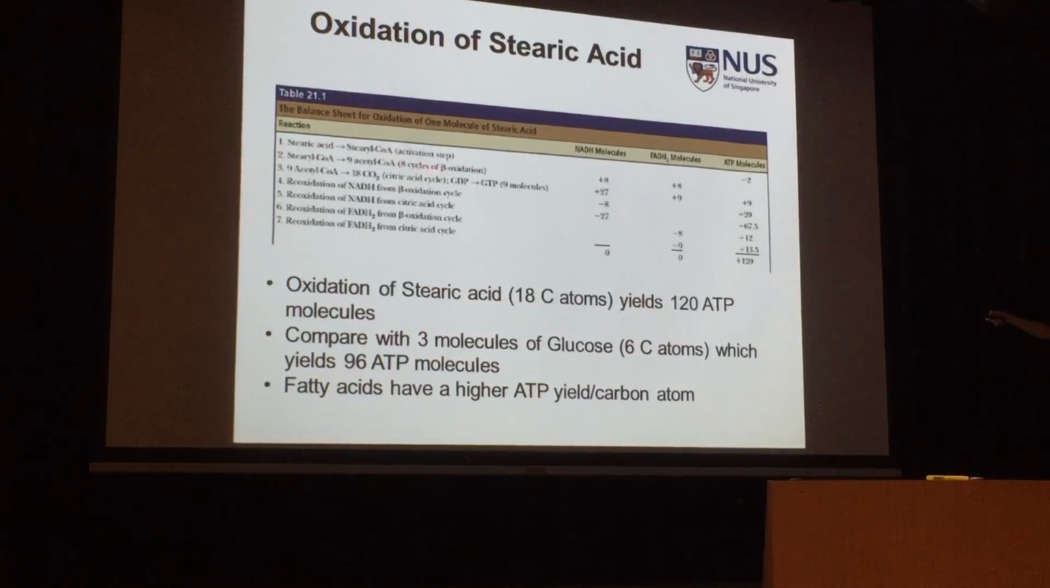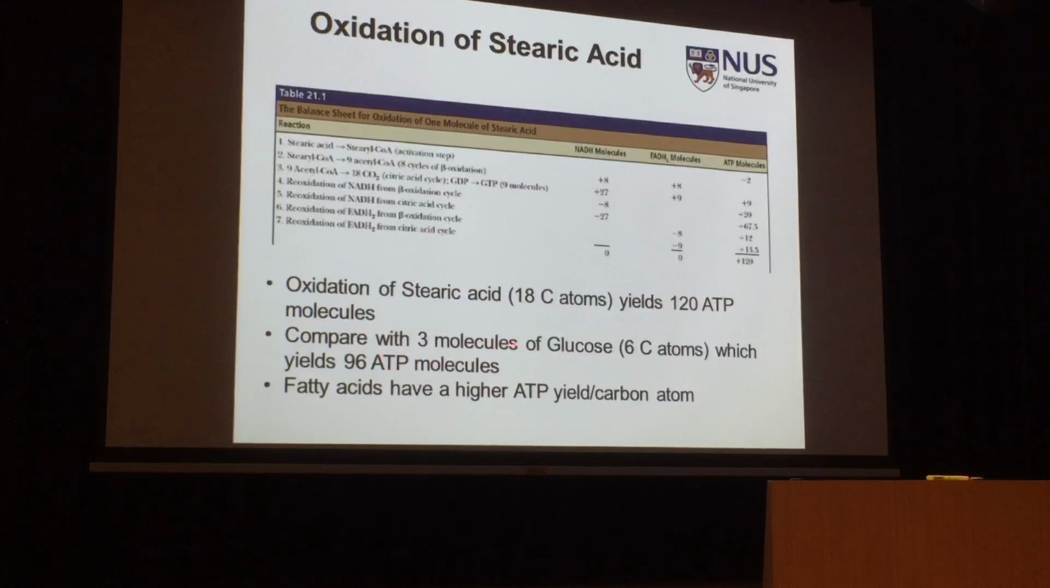Okay, so 8 acetyl CoA will give you 8 NADH and then 8 FADH2. Right, just remember for NADH, multiply it by 2.5, you get the number of ATP molecules. So let us compare it. Okay, if I say that stearic acid is 18 carbon, 3 molecules of glucose will also give you 18 carbon.